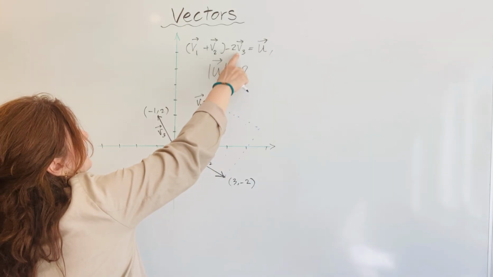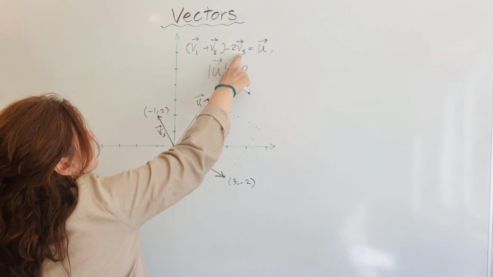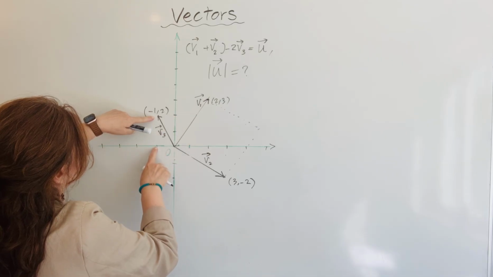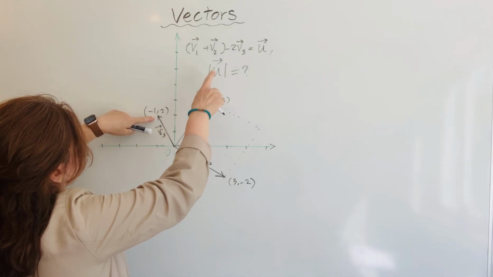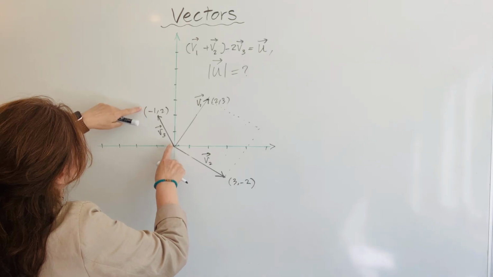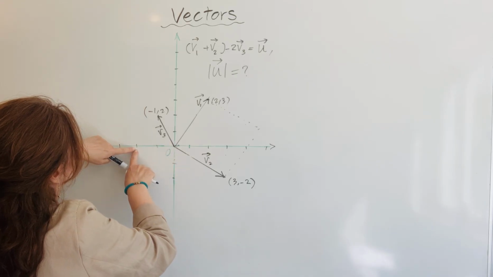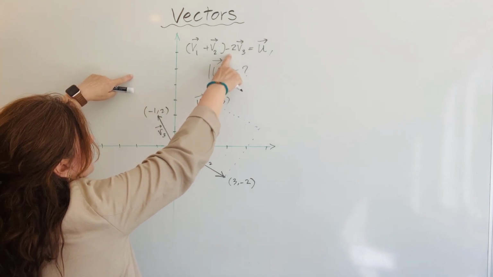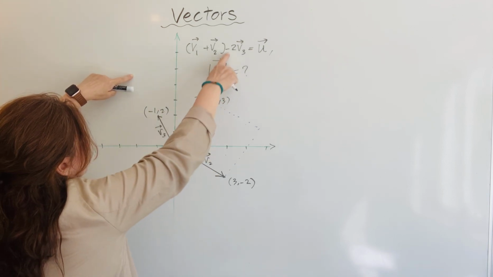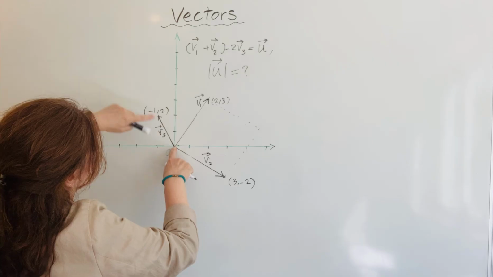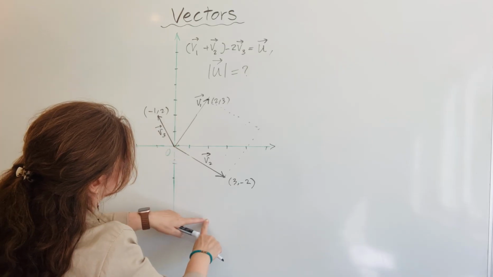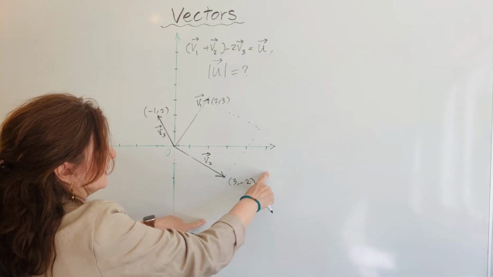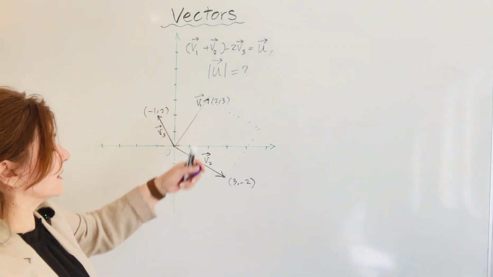And this is 2 times V3. This is V3: 1 left, 2 up. Double it, twice, 2 left and 4 up, somewhere here. But it's negative. Negative means subtracting, so we go to the other side. Adding the result of this gets somewhere here. I just show you first.